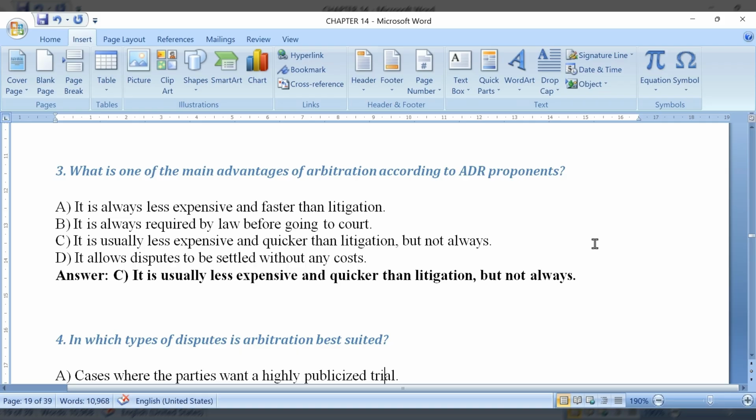Answer. C. It is usually less expensive and quicker than litigation, but not always.